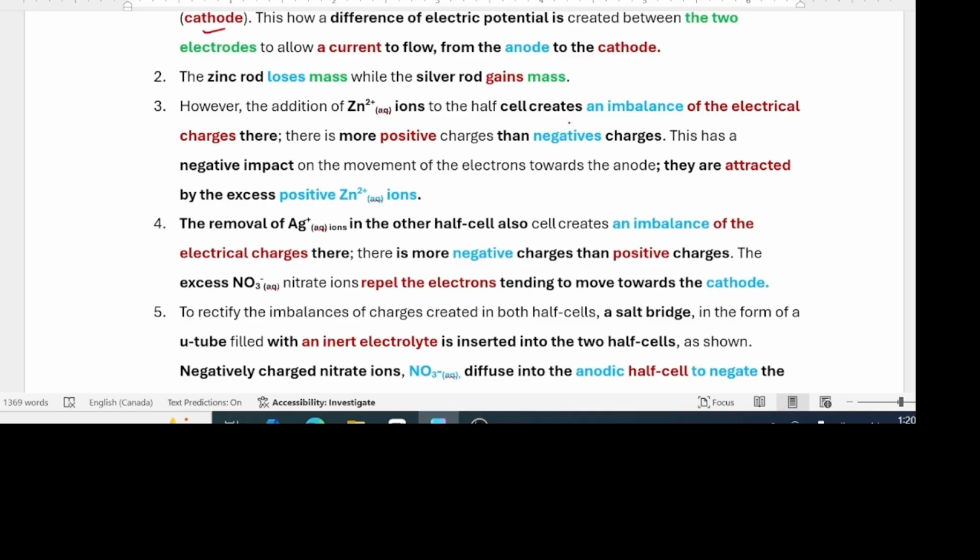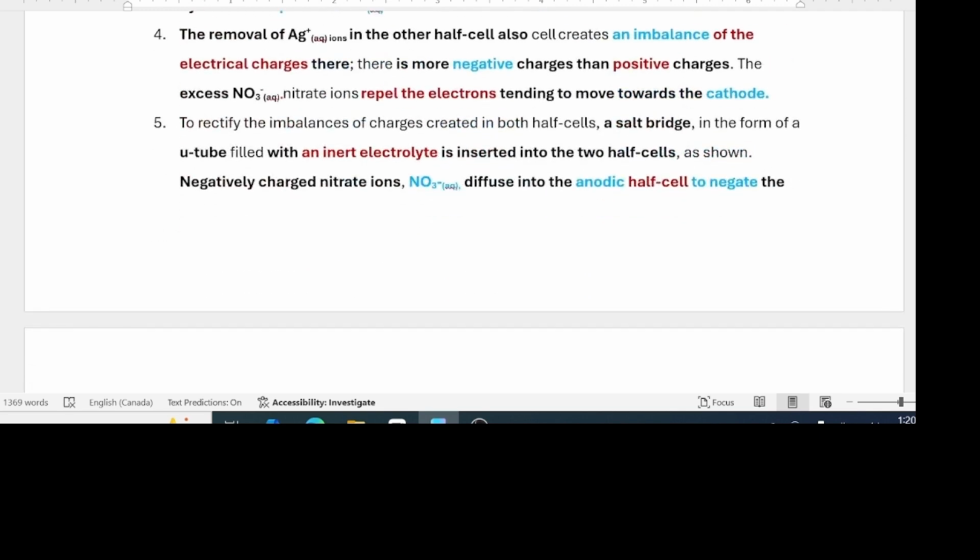Number 3, the addition of zinc ions to the half cell creates an imbalance of the electrical charges there. There's more positive charges than negative charges. This has a negative impact on the movement of electrons towards the anode. They are attracted by the excess positive zinc ions. Number 4, the removal of silver ions in the other half cell also creates an imbalance of the electrical charges there. There's more negative charges than positive charges. The nitrate ions repel electrons tending to move towards the cathode.